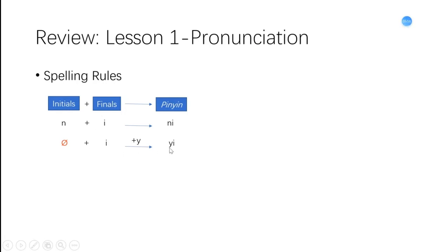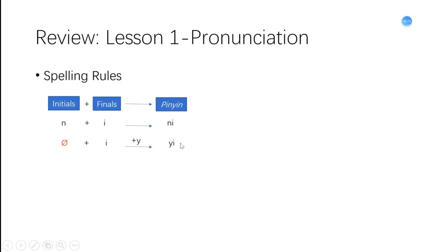When we write it, according to the spelling rules, we add a letter Y. In the writing system, we add a letter I. So it's written in this way, a letter I plus the final E. So it's really like E.